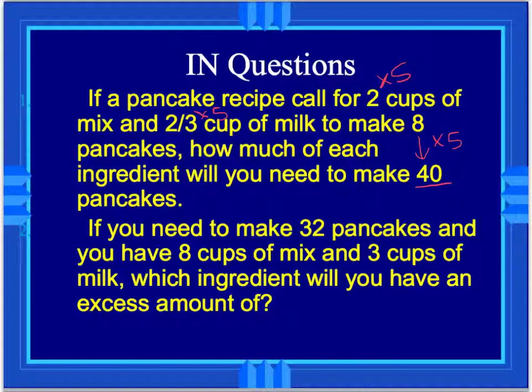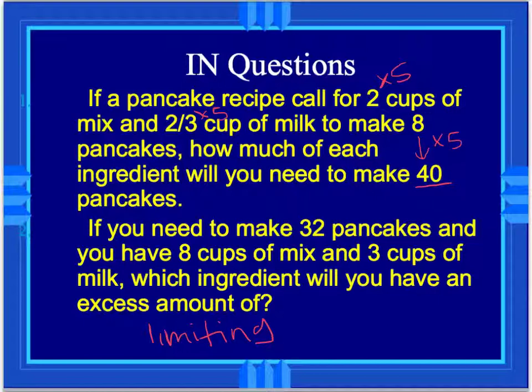Another thing that we do in stoichiometry is we figure out which ingredient is our limiting reagent. And I know right now you're thinking, oh my god, limiting reagent. But it's really just as simple as this other example problem. It says if you need to make 32 pancakes and you have 8 cups of mix and 3 cups of milk, which ingredient will you have an excess amount of? Excess means you're going to have too much of it. The other ingredient would then be our limiting ingredient, and that's what I was just mentioning a second ago. So take a second and think about this.